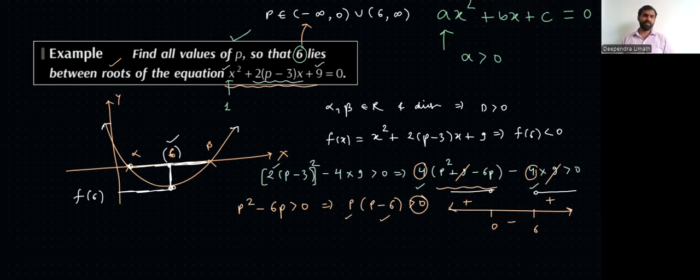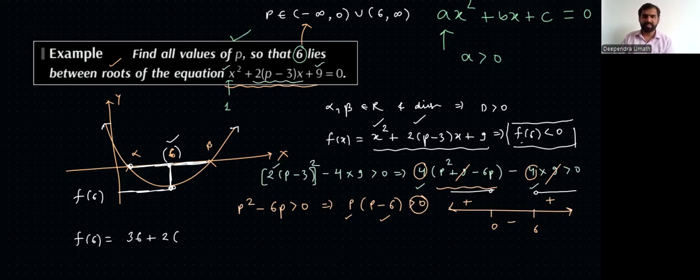Now, f of 6 should be negative. What is f of 6? F of x. So I'll replace x by 6 over here. So what is going to be the value of f of 6, students? That is going to be 6 squared. It is 36. That is going to be 2 times p minus 3 times x, which is 6, plus 9. And this should be negative. I hope you're getting it very clearly.